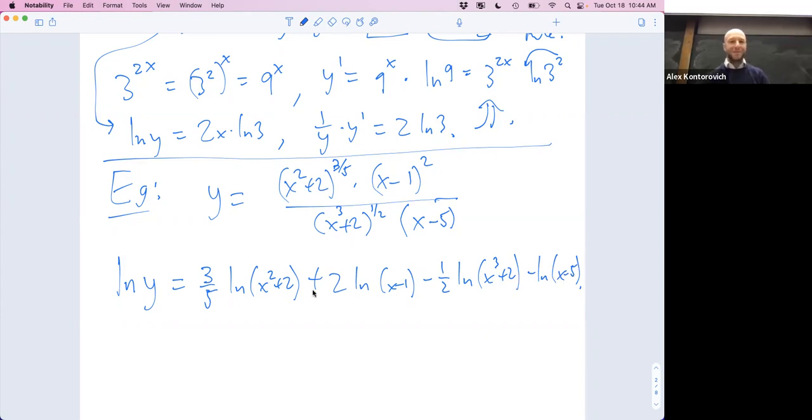You see what I did? All the nasty exponents just come down in front as constants. And all of these products and quotients just become additions and subtractions.